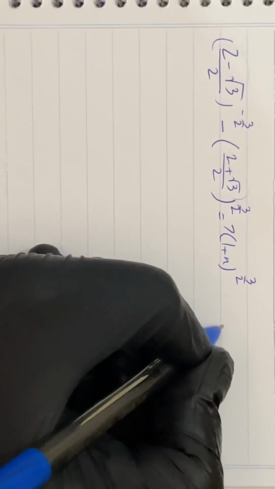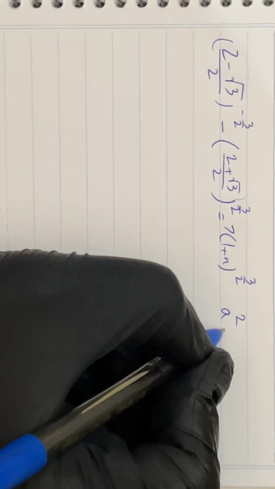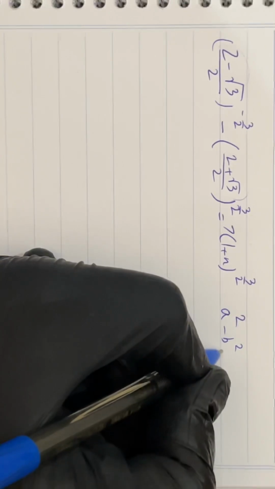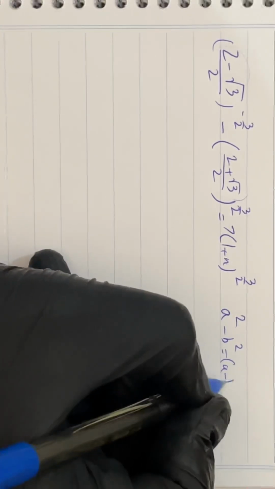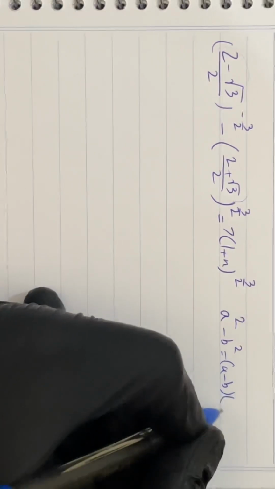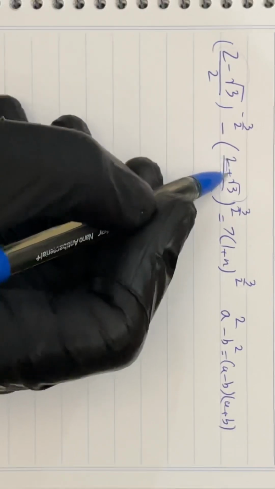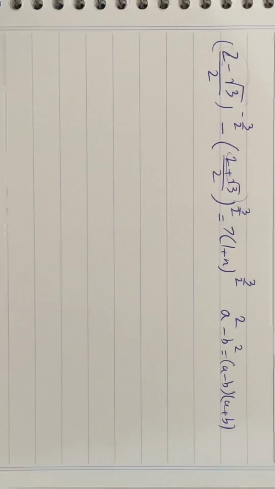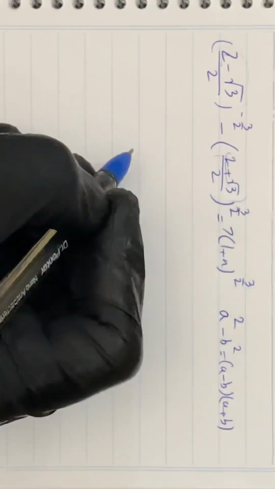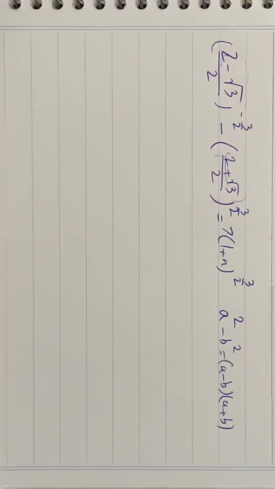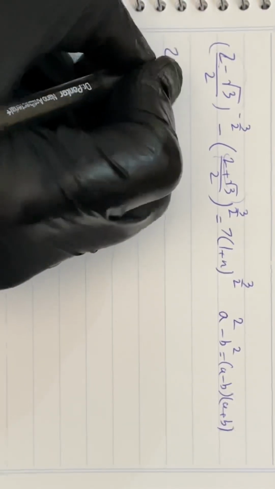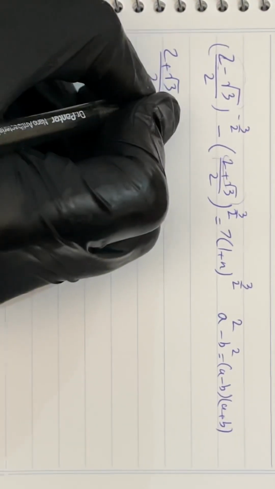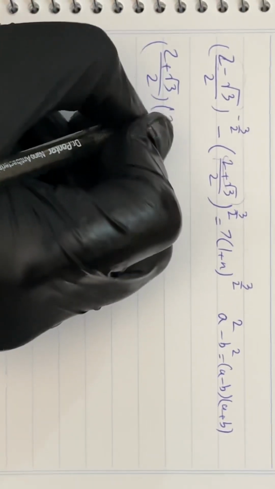The whole idea of this problem would be this identity: a to the power of 2 minus b to the power of 2 equals a minus b times a plus b. It's the whole idea of this problem, just looking at this term and this term. So to do this, I will multiply this term to both sides of this equation. What I mean by that is something like this.